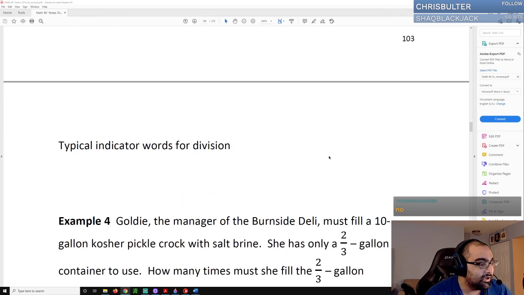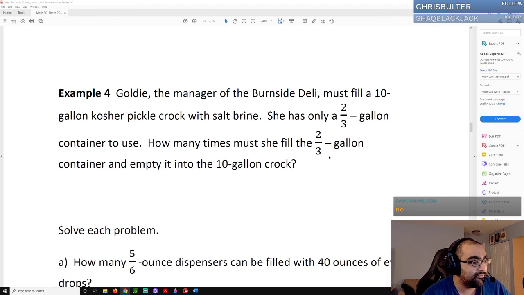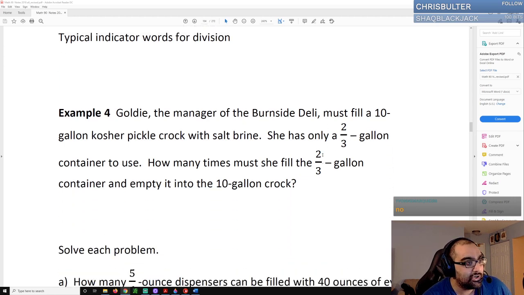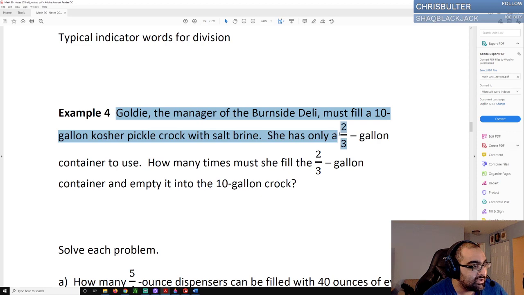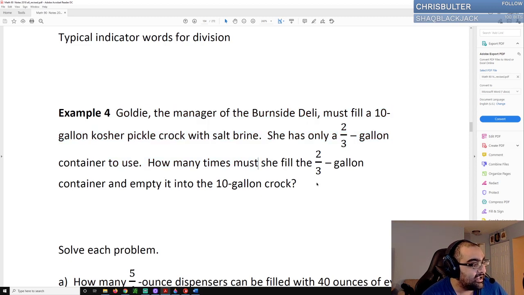Let's go ahead and read off this first problem. This is on page 104. Let's read this first example. It says, Goldie, the manager of the Burnside Deli, must fill a 10-gallon kosher pickle crock with salt brine. She has only a 2/3 gallon container to use. How many times must she fill the 2/3 gallon container and empty it into the 10-gallon crock?